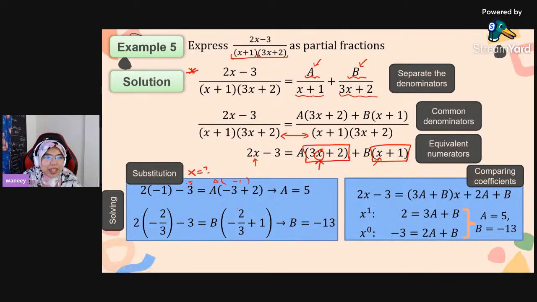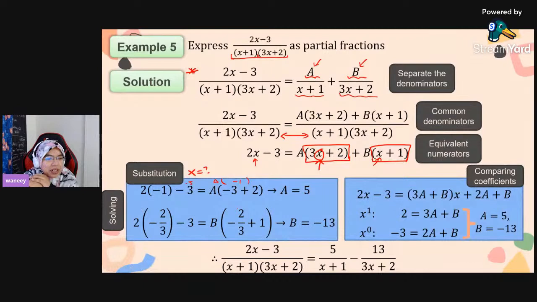You shouldn't stop over there. You should go back to the first one where you separate the denominator. Copy them again, but this time substitute the value for A and the value of B. Okay, so 2x minus 3 over x plus 1, 3x plus 2 is equal to 5 over x plus 1 minus 13 over 3x plus 2. So now I already have them in a different fraction. So I already separate the denominator into 2 now.